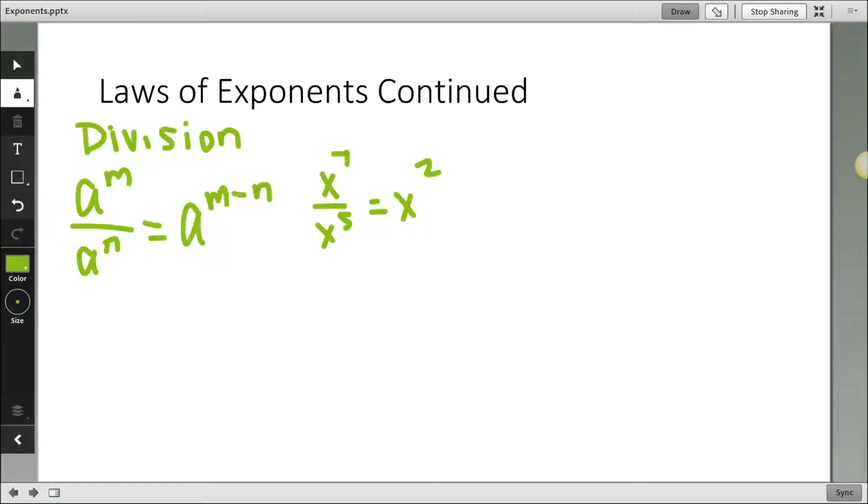And then there is the zero property, the zero rule. So what the zero rule says is that if you have anything to the 0 power, no matter what it is, it's going to equal 1. Anything to the 0 power is going to equal 1.